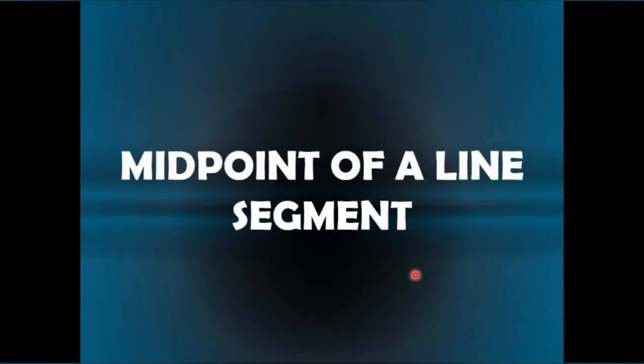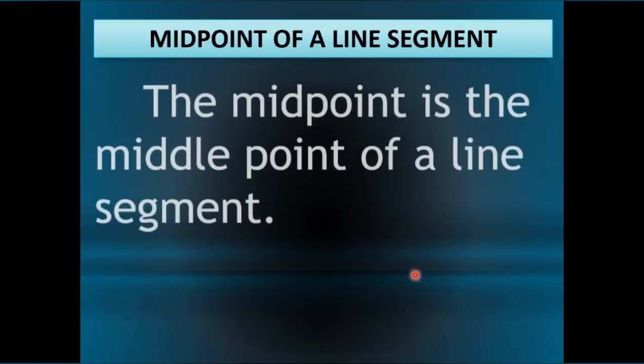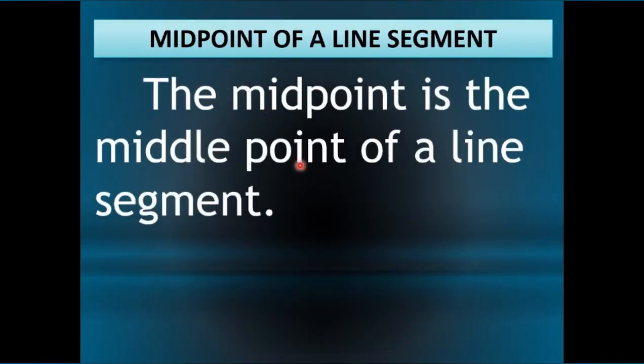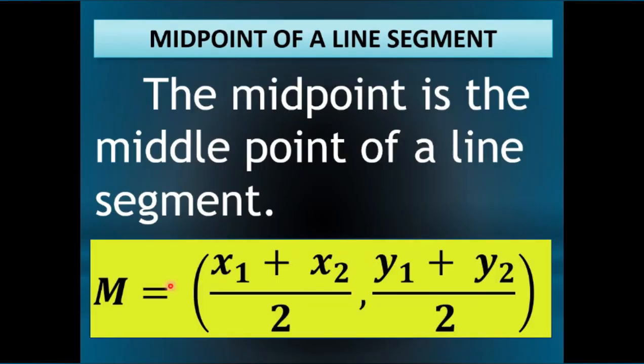Midpoint of a line segment. The midpoint is the middle point of a line segment. And to find the midpoint of a line segment, we use the formula m equals x sub 1 plus x sub 2 over 2 and y sub 1 plus y sub 2 over 2.